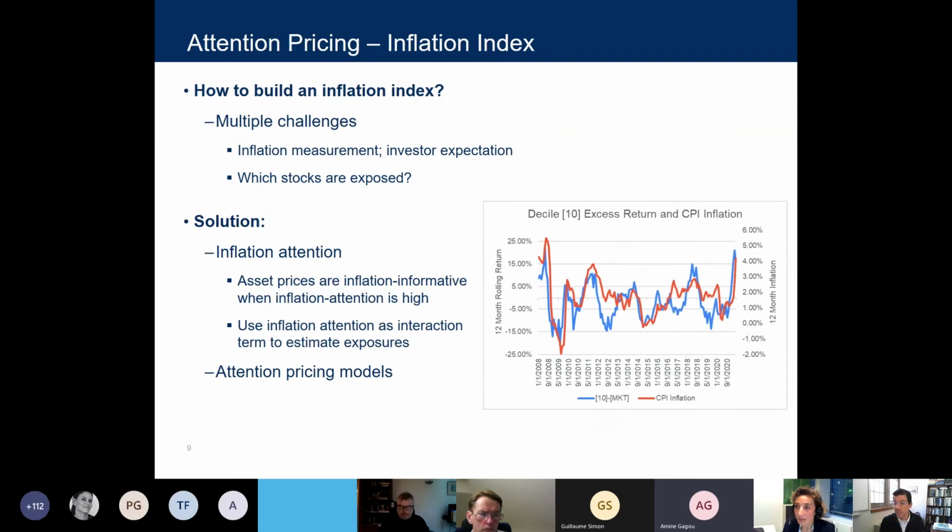So let's dig in a little bit more into inflation. This is a question we received: how do you build an equity index that is supposed to track movements in CPI, in inflation? Now, that's been a challenge for financial economists forever. What's the problem with that?